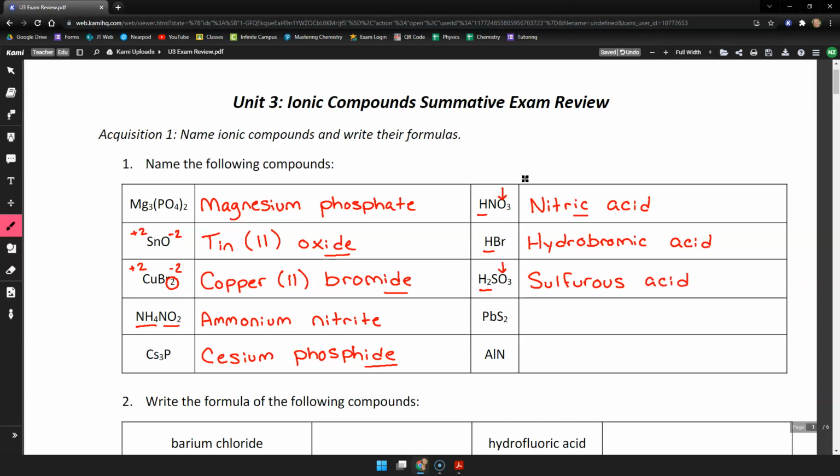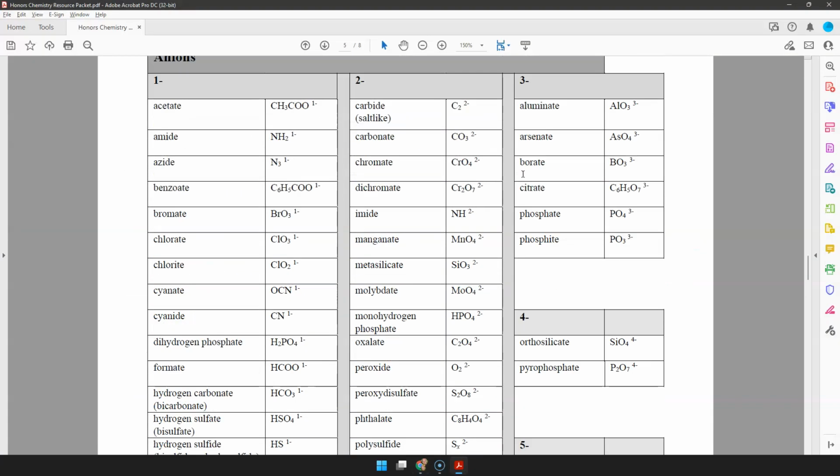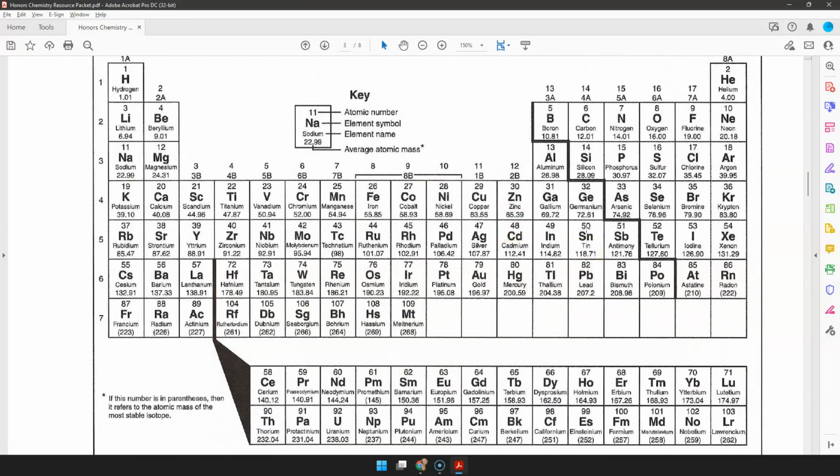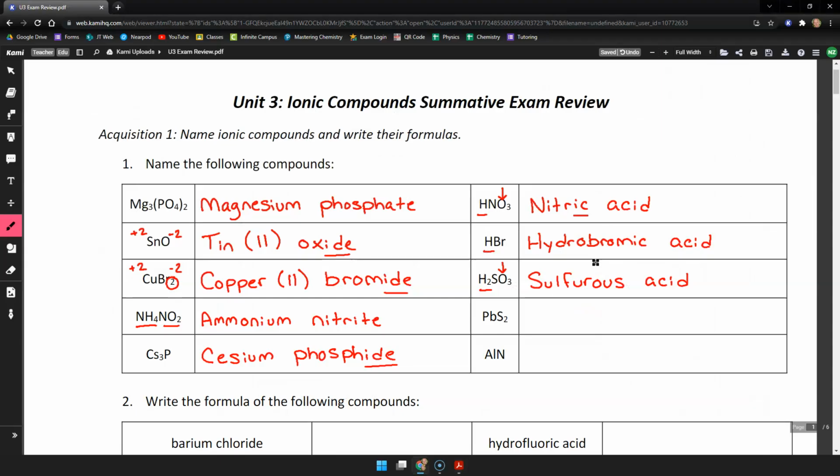Okay, moving on, we have PB, which is lead. And if you recall, lead is in that transition metal area of the periodic table. So lead, PB, oh, sorry, it's not a transition metal. It's in group 4, but lead is one of those that has a variable charge. So lead, we have to look at what it's attached to.